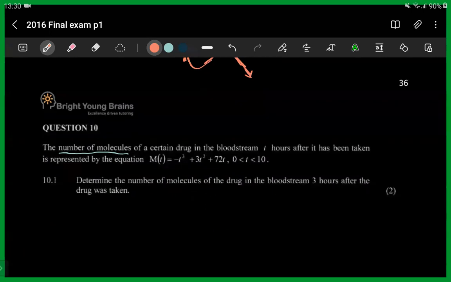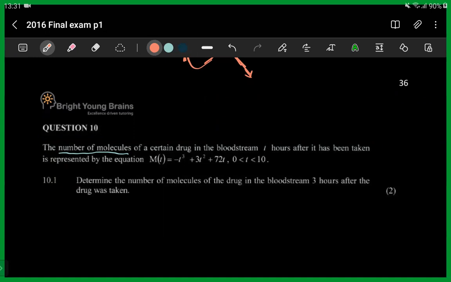So before we answer these kinds of questions, the one thing you want to understand is that you need to know exactly what your equation gets you. Fortunately, this equation is a bit straightforward. If you give it time, it's going to give you the number of molecules in the bloodstream. That makes sense, right?